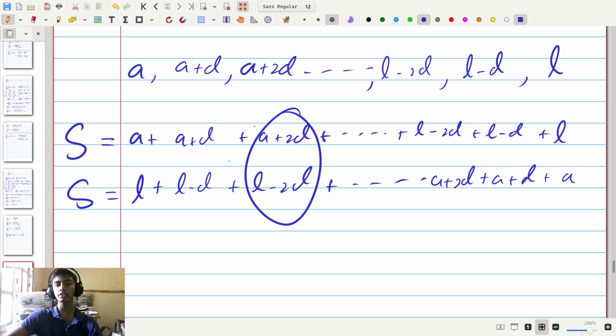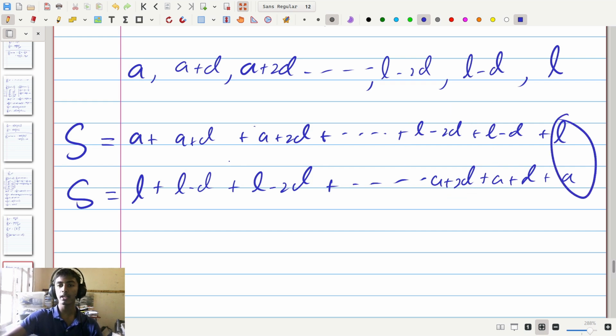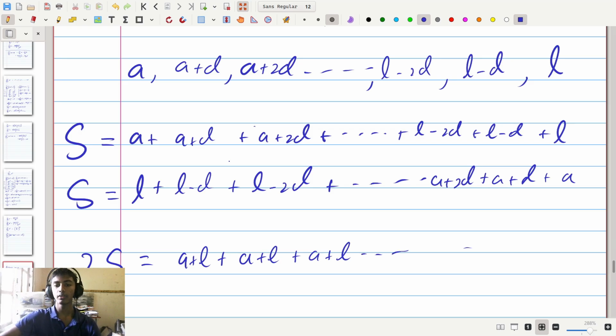Here we can see for the next term, the plus 2d and minus 2d cancel, once again giving us a plus L. From the other side also we can see we have a plus L and a plus L all the way through. So here, 2S is just a bunch of a plus L's added together. So we have a plus L plus a plus L plus another a plus L and so on, and on the other side also we have a plus L plus a plus L and so on until the very last term, which is also a plus L.